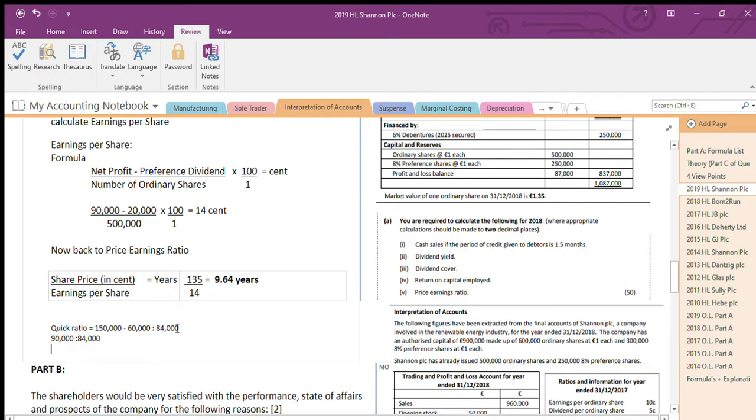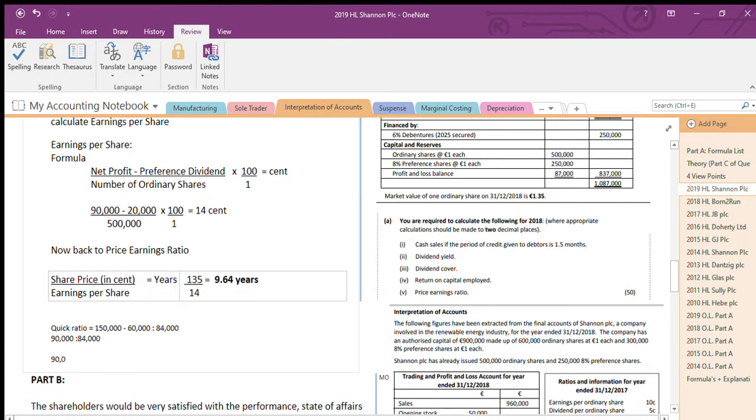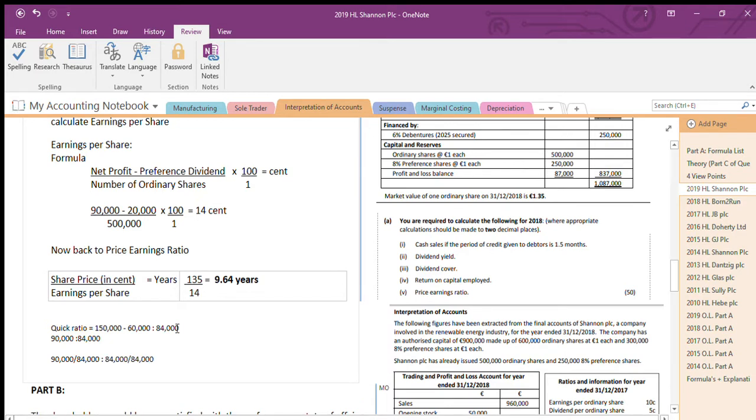Divide by the smaller one. So 90,000 divided by 84,000 is to 84,000 divided by 84,000, and you'll get into the swing of just quickly doing that out in the calculator, and your answer is 1.07 is to 1. So 1.07 is to 1, that's my answer. So that's my quick ratio for this year.